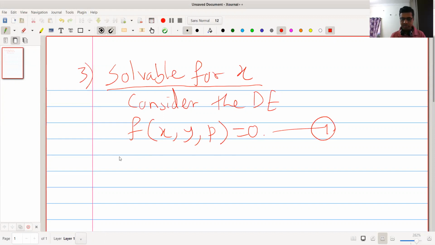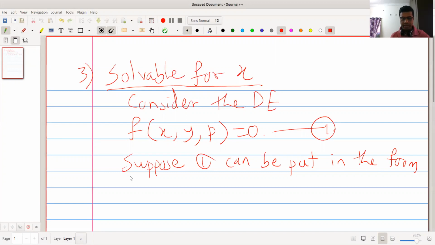We assume that this can be solved for x. That means suppose 1 can be put in the form x equal to some function g of y and p. We call this as equation 2.